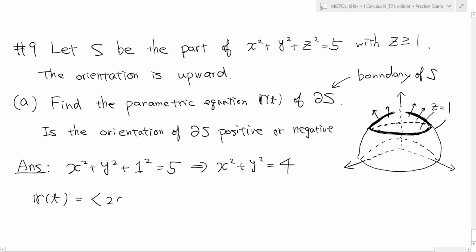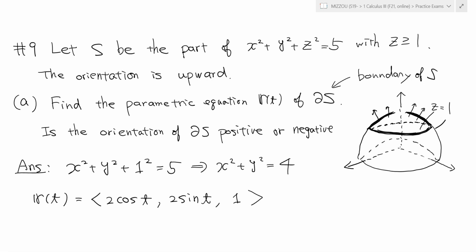X is 2 cosine t, and then y is 2 sine t. Since our parameter is t, we use t. And then z is always 1. Okay, so it's a circle floating in the air at height z equal to 1. So that's the parametric equation. Now, how about the orientation?